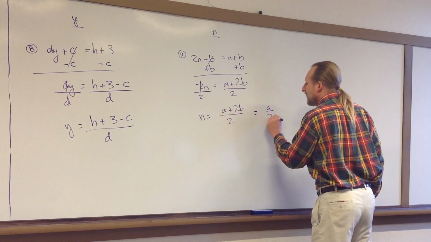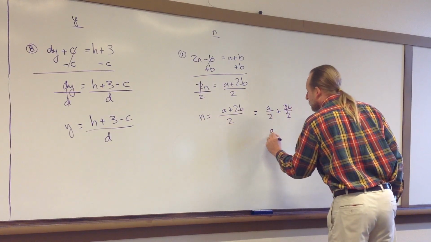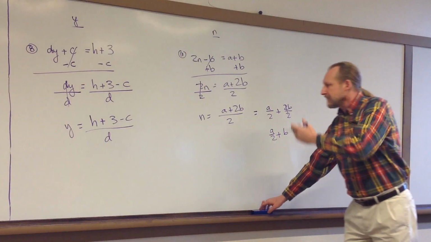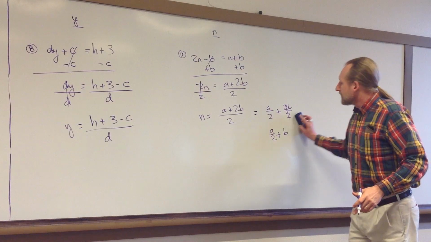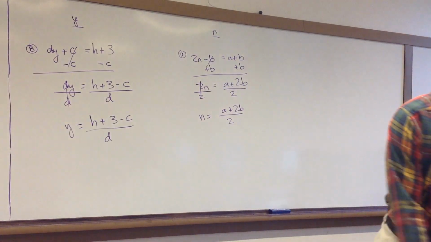You could call this a over 2 plus 2b over 2, and then those would cancel. And you would have a over 2 plus b. But like I said, a lot of times it's just easier to leave it like that. Okay.